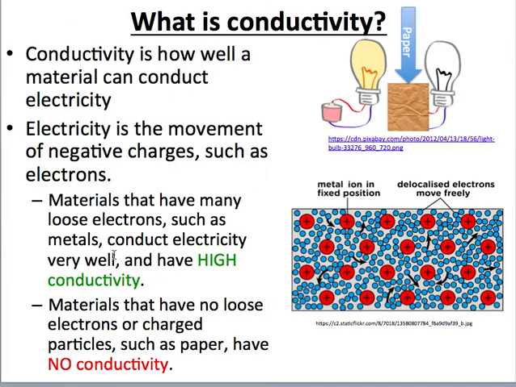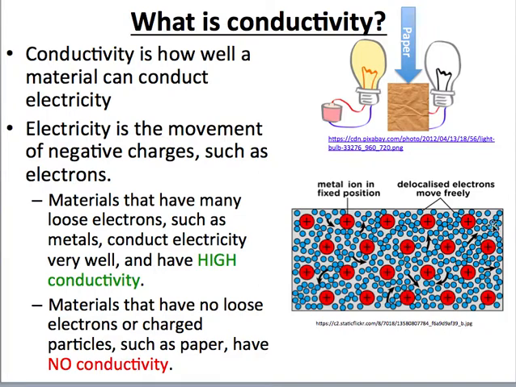Let's talk about what conductivity is first. Conductivity is how well a material can conduct electricity. Electricity is the movement of negative charges like electrons through a material. So materials that have a lot of loose electrons, which are negative charges around an atom, have high conductivity.